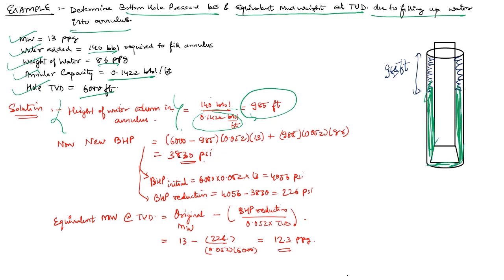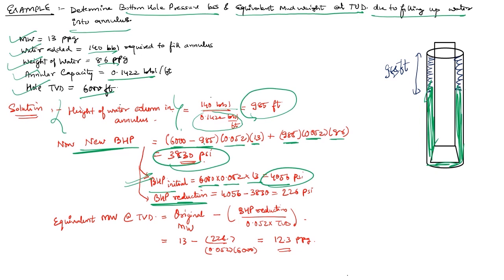Now to find out the new bottom hole pressure, that would be equal to (6000 minus 985) into 0.052 into 13, plus 985 into 8.6 into 0.052. So my new bottom hole pressure would be 3830 psi. My initial bottom hole pressure, when my entire system was filled with my mud, was 6000 into 0.052 into 13, that was 4056 psi. Now the bottom hole pressure reduction due to the addition of water in the annulus is 4056 minus 3830. My loss would be 226 psi.